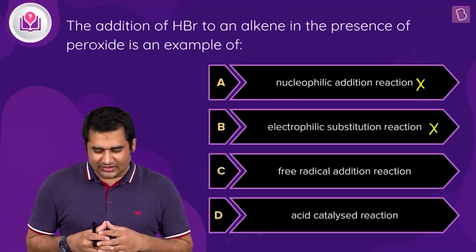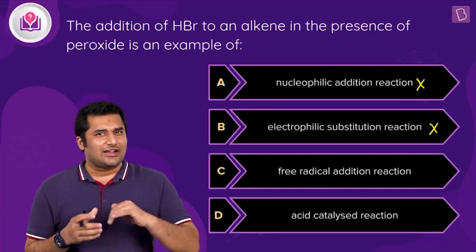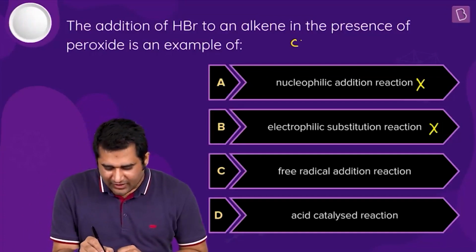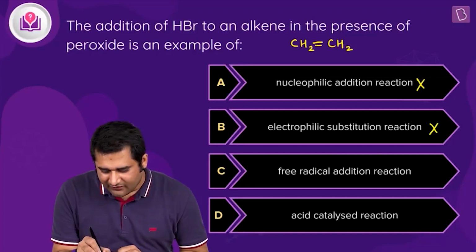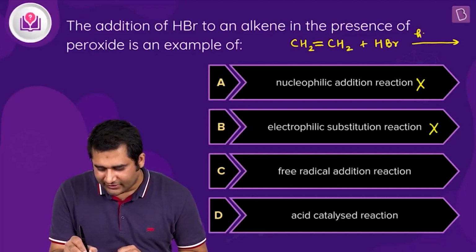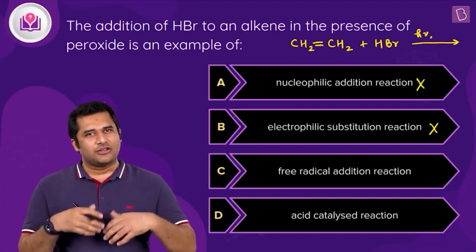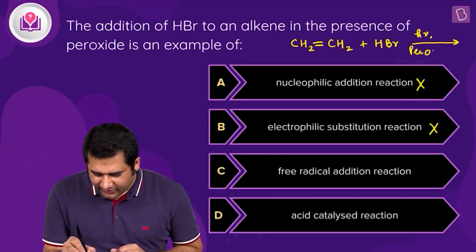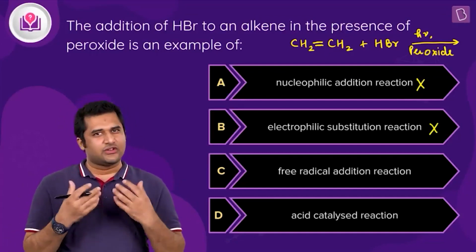Then option C says free radical addition reaction. Now the question here is, is it addition or not? Let us find out. Let's assume we have an alkene like this, that is CH2 double bond CH2, and let's say we are adding HBr to it in the presence of sunlight and peroxide. And yes, usually the peroxide that we use here is benzoyl peroxide. I am currently writing just peroxide here, but for your reference, it is benzoyl peroxide that we usually use.